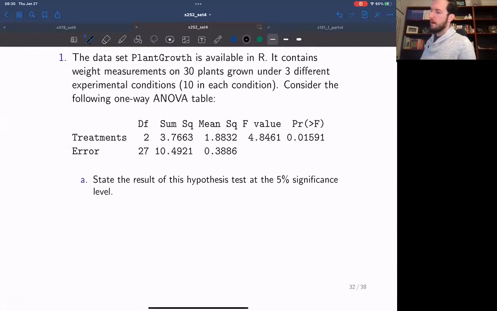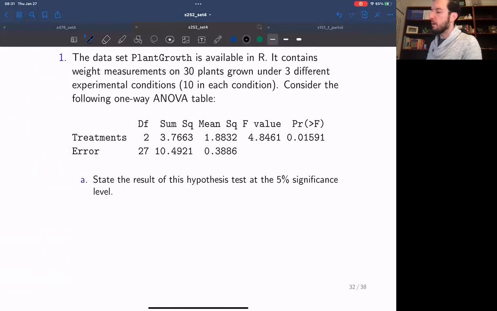Okay. So one more illustration. This is a shorter illustration, just going through writing our conclusion for the hypothesis test based off a computer output. So in this exercise, we have the dataset plant growth is available in R. R is a software language that's commonly used in statistics. It contains weight measurements on 30 plants grown under 3 different experimental conditions. So 10 plants in each condition.